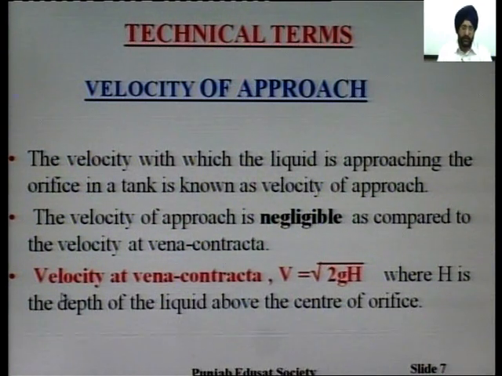And to get the velocity at vena contracta, there is a formula, capital V is equal to under root 2gh, g the acceleration due to gravity, and this h is the depth of the liquid above the center of the orifice. This is important. H is the depth of liquid above the center of the orifice.